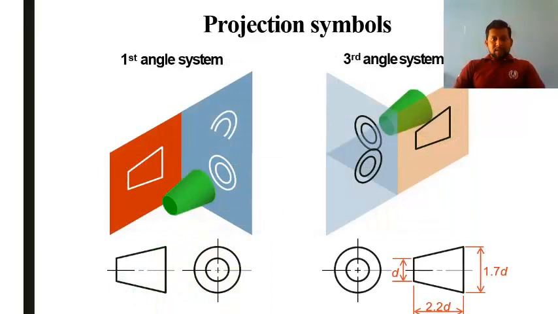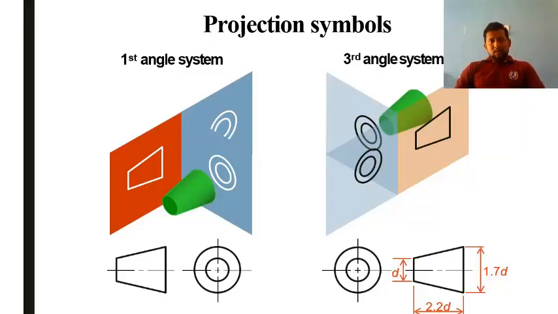This particular slide shows the symbols that are universally used for first angle projection as well as third angle projection. These two symbols are for first angle projection, and these two symbols are for third angle projection. These symbols are asked in many interviews.